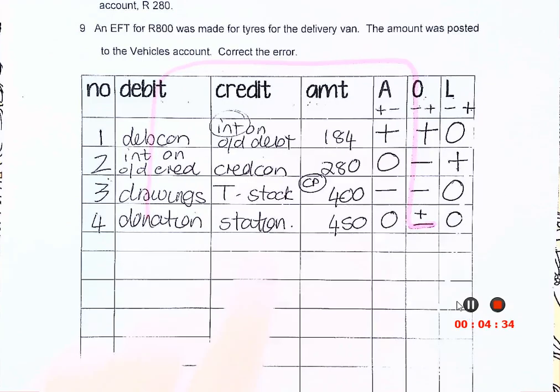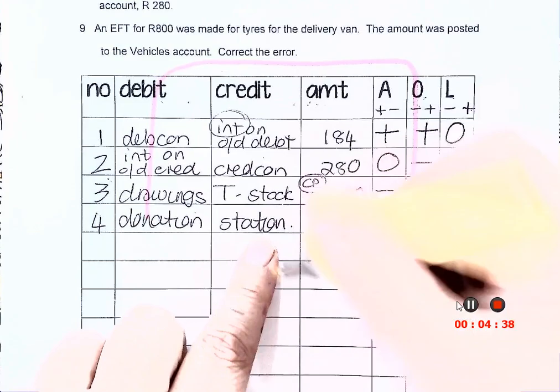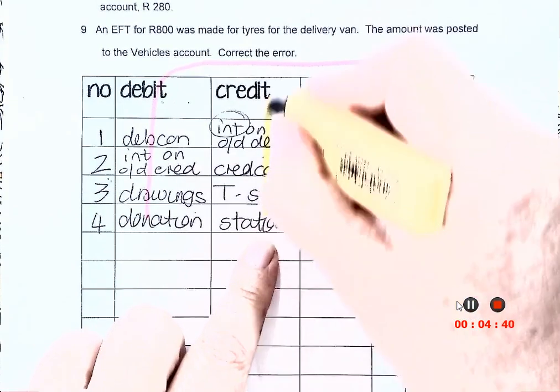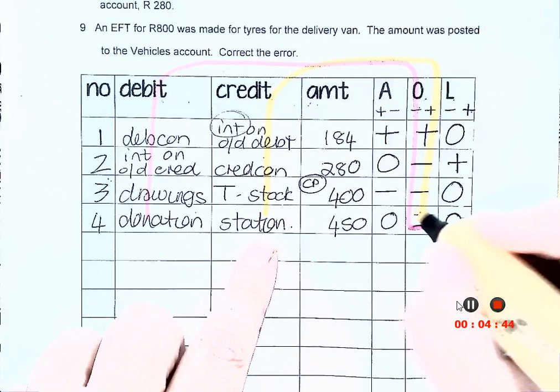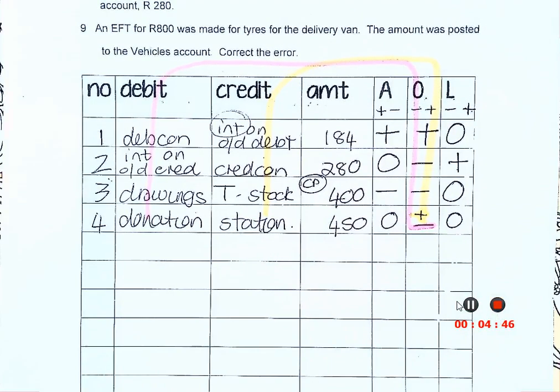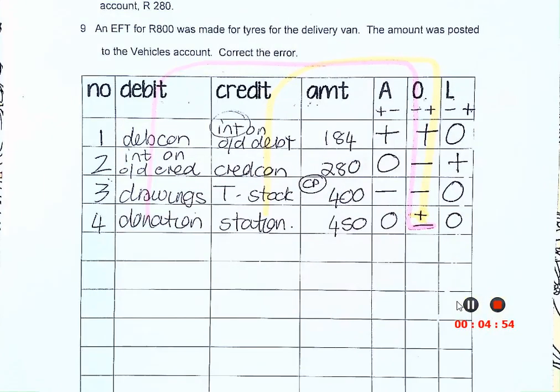Okay, so if I look at stationery, I know stationery is the owner's equity. It's on the credit side, so it's a plus. Can you guys see? So that's why it's important for me that you put your pluses and minuses. And let's just quickly revise this.